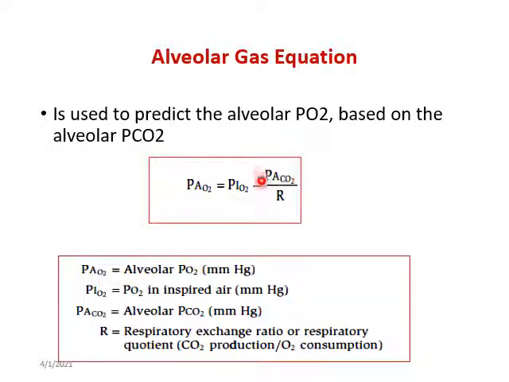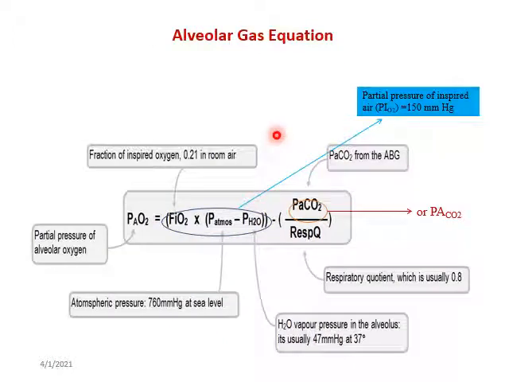And again, since the alveolar CO2 will equilibrate eventually with arterial CO2, this value can be replaced by arterial CO2. The reason for this is that it is very hard to sample the alveolar CO2. So, if you want to go into the details of the calculation, this is the partial pressure of O2. If you want to calculate it in the alveoli, this value is equal to the partial pressure of oxygen in the inspired air, okay?